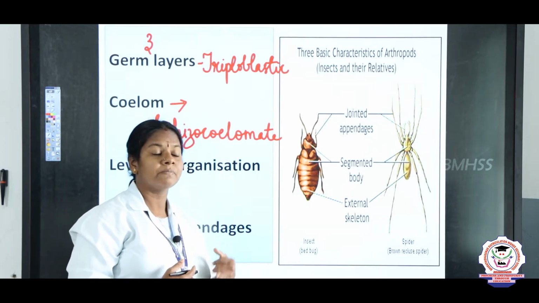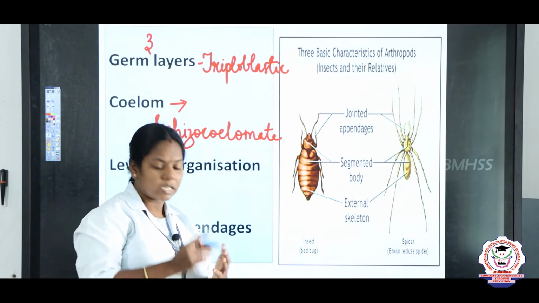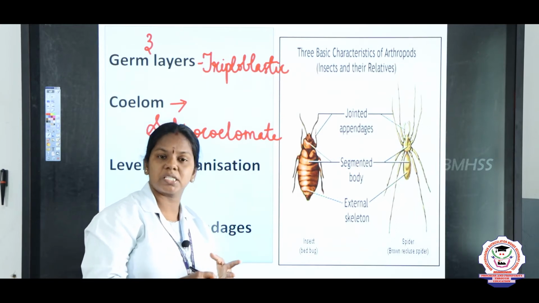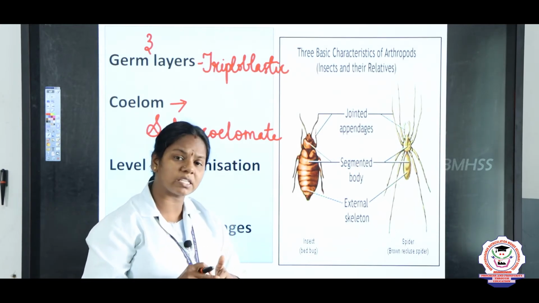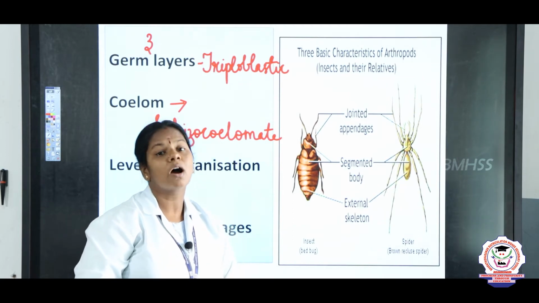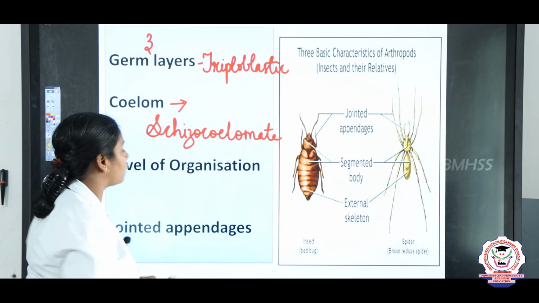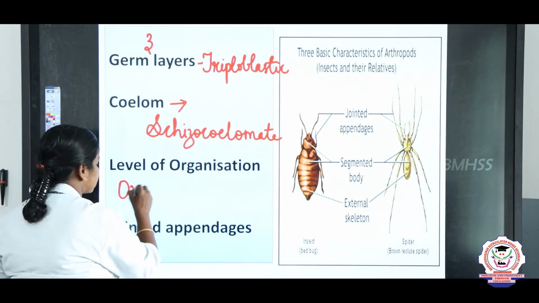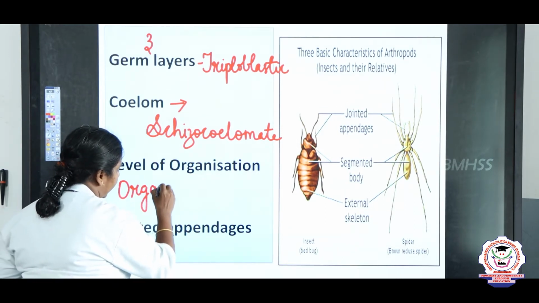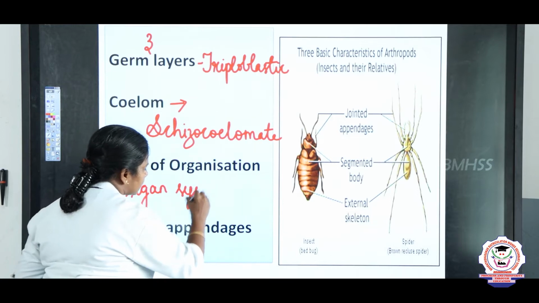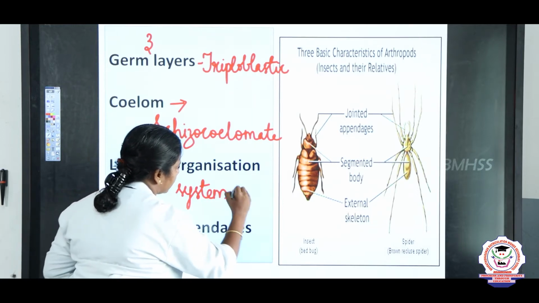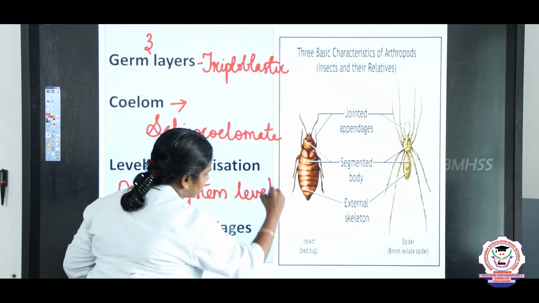And level of organization: all the insects possess a different organization. For example, take a cockroach: reproductive system, excretory system, respiratory system, circulatory system. There are varieties of systems. So the level of organization of the phylum Arthropoda is organ system level, right?